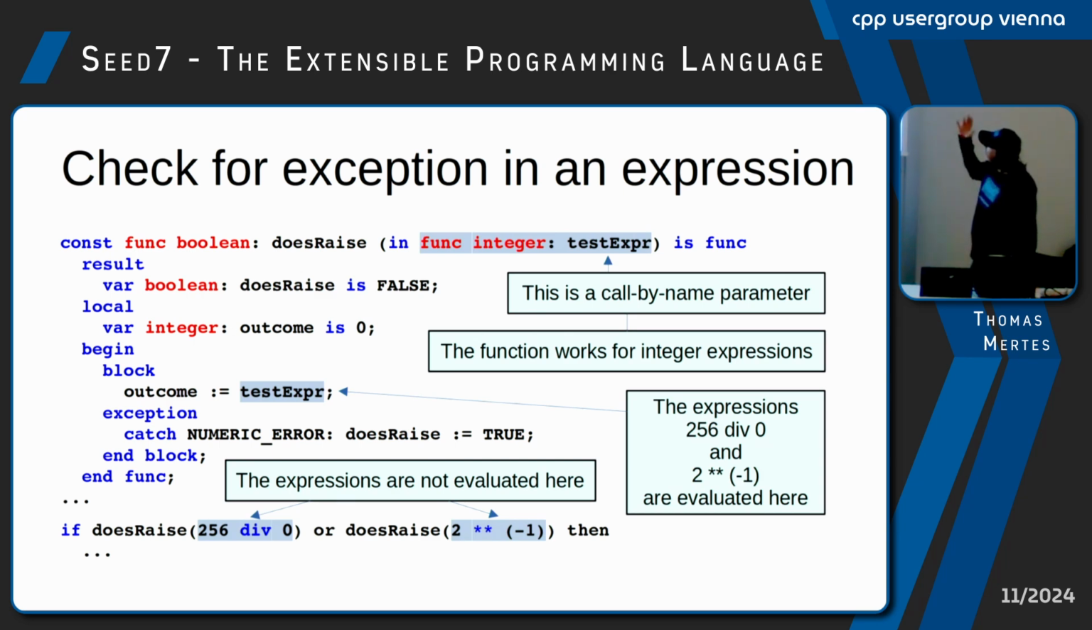And until now, the function works for integer expressions. So far, yes? So this is like passing a lambda into a function, which is then evaluated later?